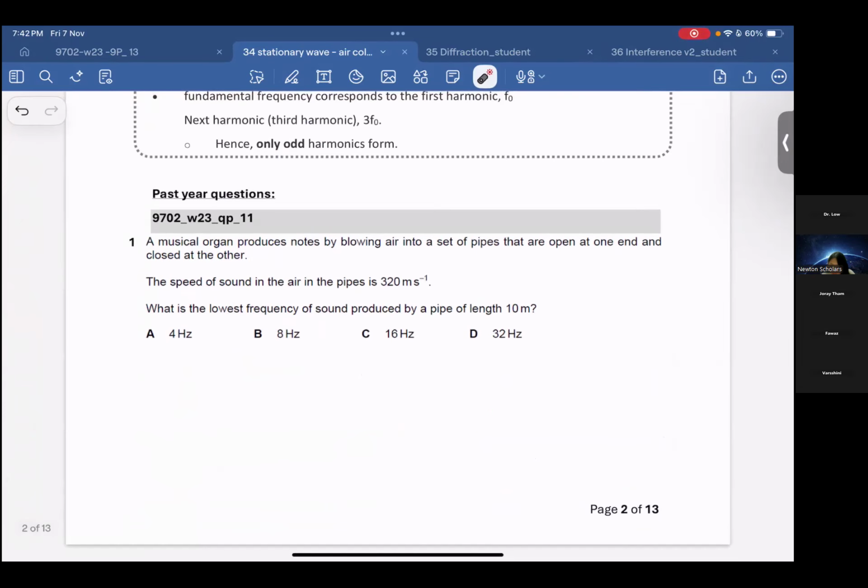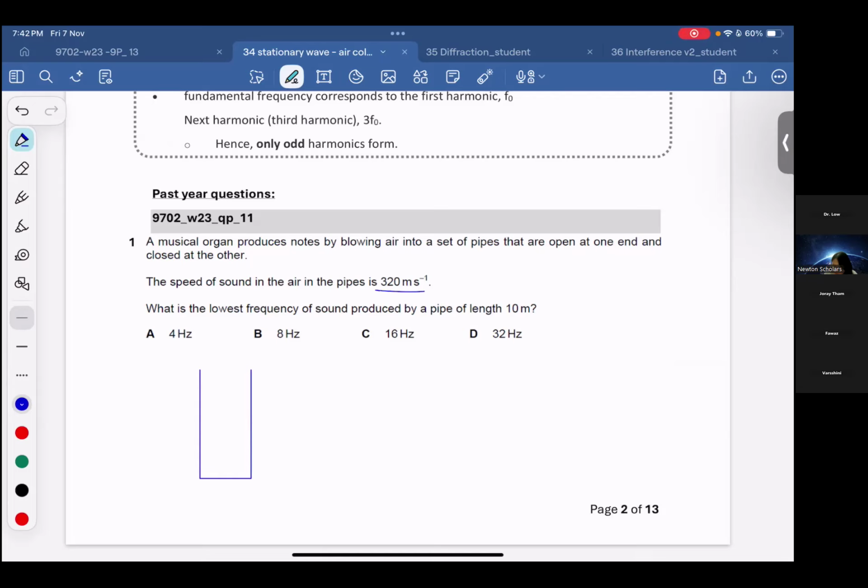A musical organ produces a note by blowing air into a set of pipes that are open at one end and closed at one end. So like this, open at one end, closed at one end. The speed of sound is 300. This one we write V. I know that this is the speed V. What is the lowest frequency?